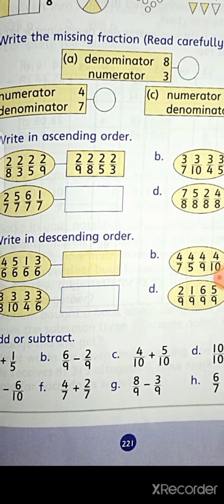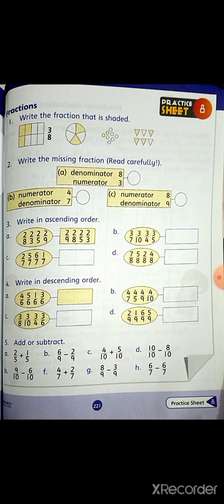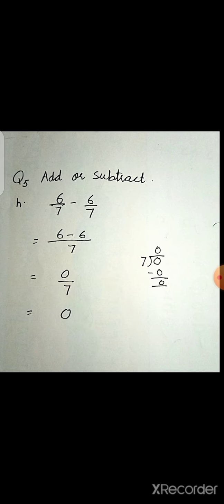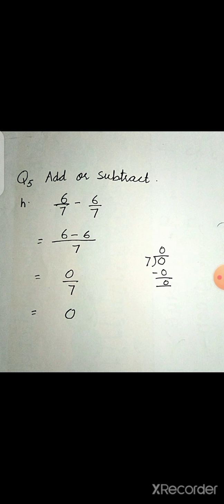A till H part. I have done H part for you. 6 over 7 minus 6 over 7. Method is same. Subtract the numerators and write the denominators same. 6 minus 6 over 7. 6 minus 6 is equal to 0. 0 divided by 7, so 7 zeros are 0. So answer is 0.